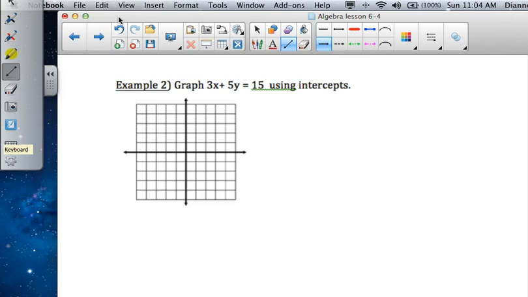So why don't you try this one? Take a break, turn the recording off, and try to find the x and y intercepts on your own.